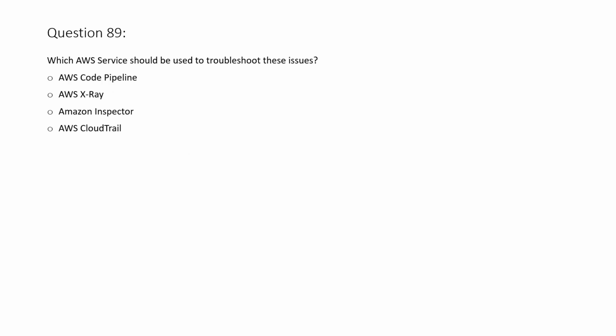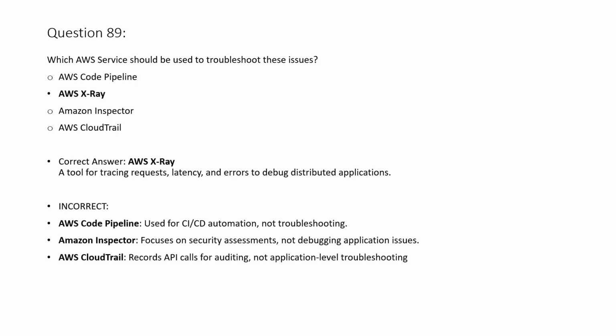Question number 89. Which AWS service should be used to troubleshoot these issues? Options are AWS CodePipeline, AWS X-Ray, Amazon Inspector, AWS CloudTrail. So the correct answer is AWS X-Ray. It is a tool for tracing request latency and errors to debug distributed applications.